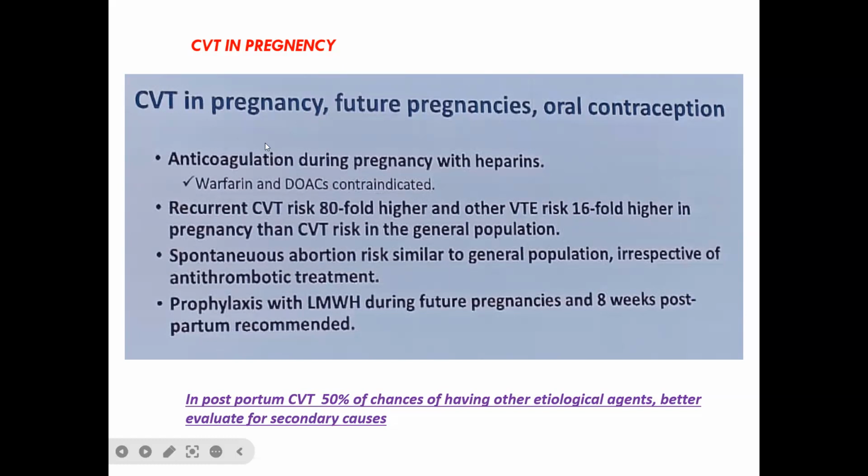So as I told earlier, in postpartum CVT don't think only dehydration is the cause. If the patient can afford it, kindly work up for other causes. 50% of patients will have other causes also. If you miss the other causes, the chances of recurrence of CVT will be there, and the duration of anticoagulation will again be unplanned if you don't identify the causes. Any doubt in this slide? No, sir. Okay, next slide.